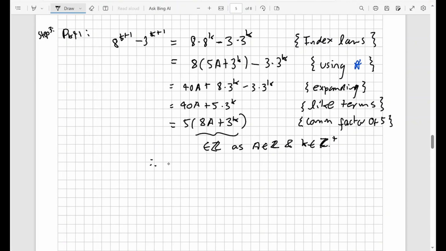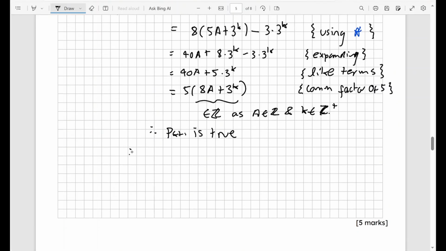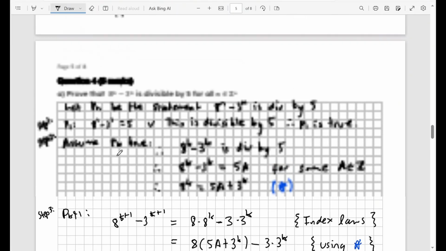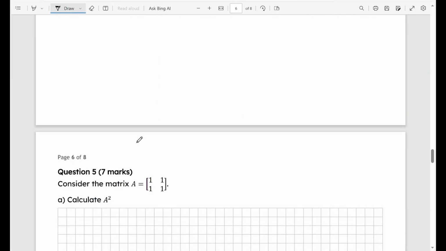Therefore, Pk plus 1 is true. Therefore, by induction, 8 to the n take 3 to the n is divisible by 5 for all n in Z plus. Great. Lovely induction proof. All right.